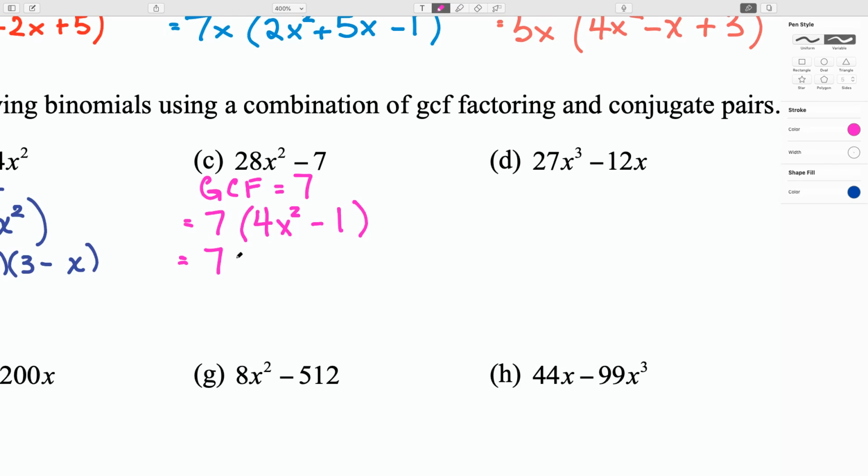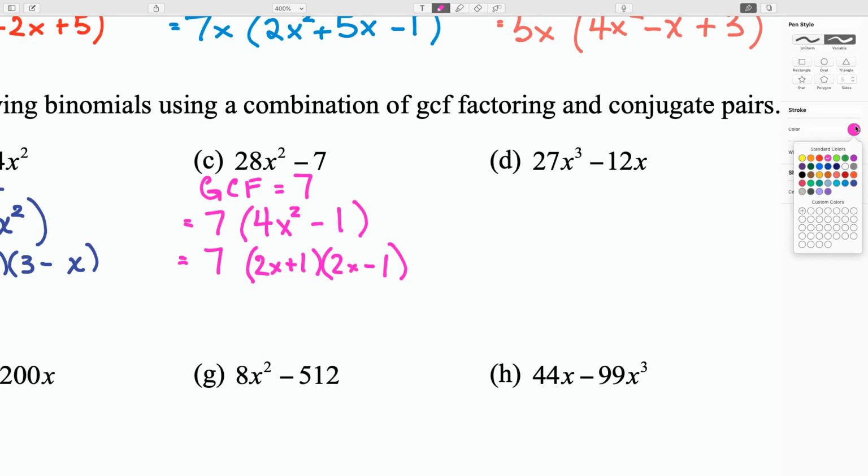So I bring down my 7 and I write my 2 sets of parentheses. The square root of 4x squared is 2x, or 2x squared is 4x squared. I put my plus and my minus, and I put my 1s, because the square root of 1 is 1. Did you get that?